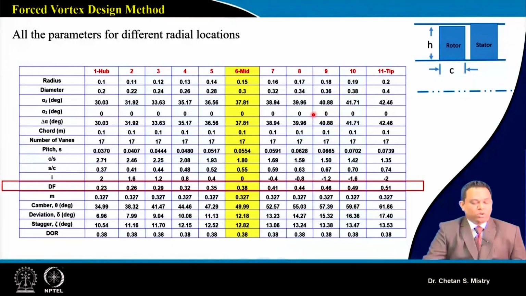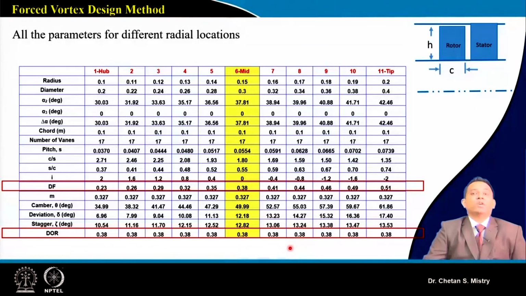So here if you look at my diffusion factor, it is coming to be 0.23 near the hub region, and near the tip I am having this number to be 0.51. And the degree of reaction, as we have discussed, is nothing but 1 minus the degree of reaction of my rotor, which is coming to 0.38.